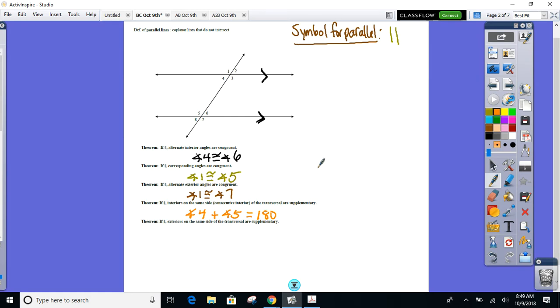Same side interior. And then what else are supplementary? Same side exterior. Give me a pair of same side exteriors. 2 and 7. So angle 2 plus angle 7 are not equal. They equal 180. Could I give you 1 out of the 8 angles and you guys could find me the rest? Could you do that? Okay. I'm not going to ask you to, but I'm just saying. Everyone could do that, you think? All right.